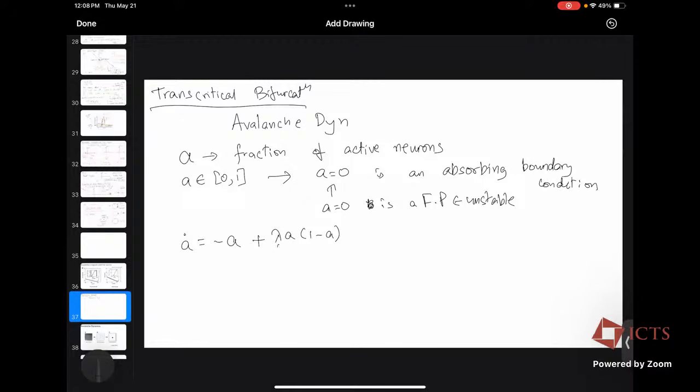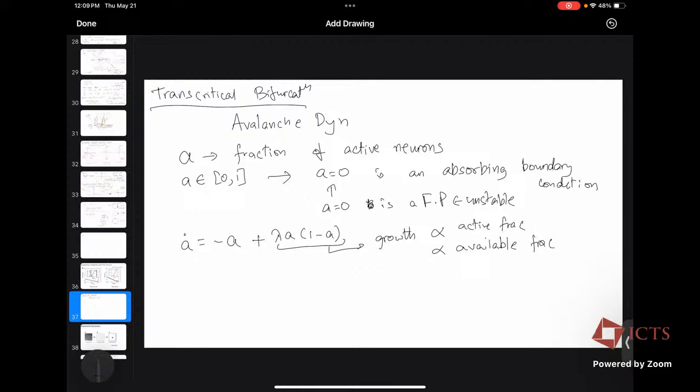And so the simplest possible description of this coupling can look something like this, where we say that the activity growth is basically proportional to the fraction of active neurons. The more neurons that are active, the more they can make other neurons active. And it's also proportional to the available fraction of neurons, right? How many neurons are there that I can activate potentially? So I get something that looks like A dot is equal to minus A plus lambda A times 1 minus A. Right? This is, of course, an extremely simplified dynamics.